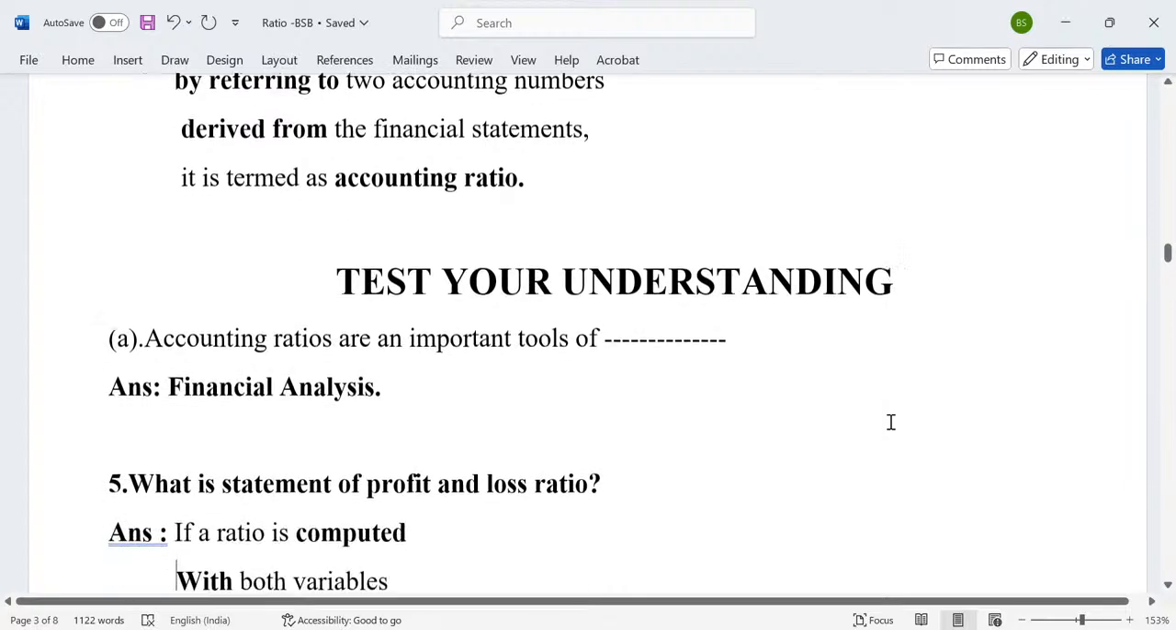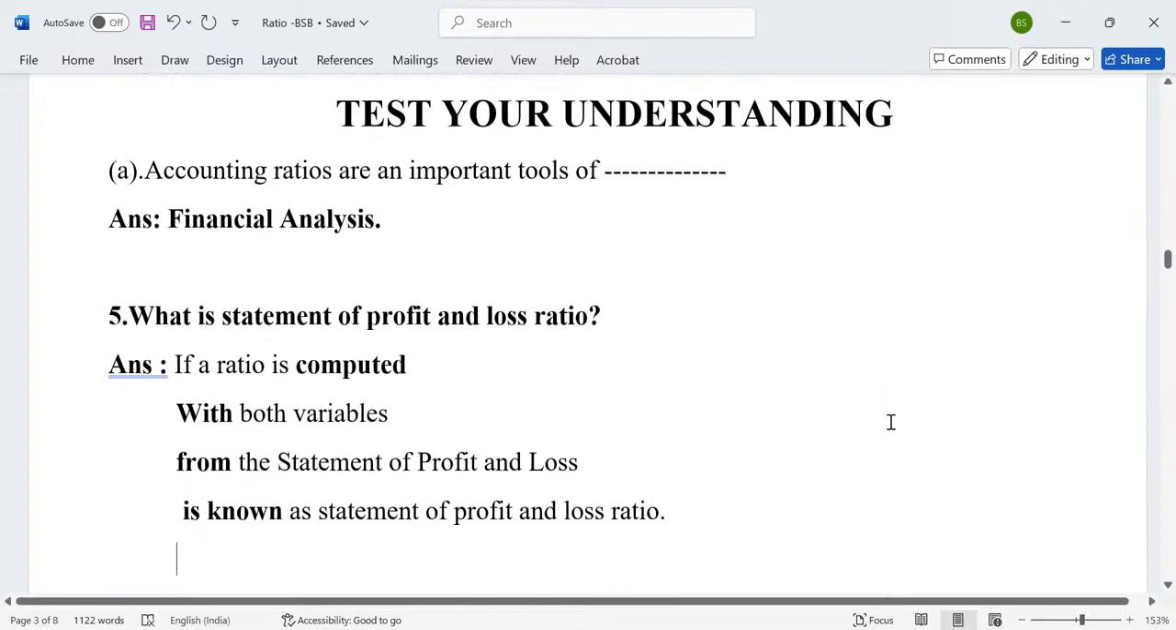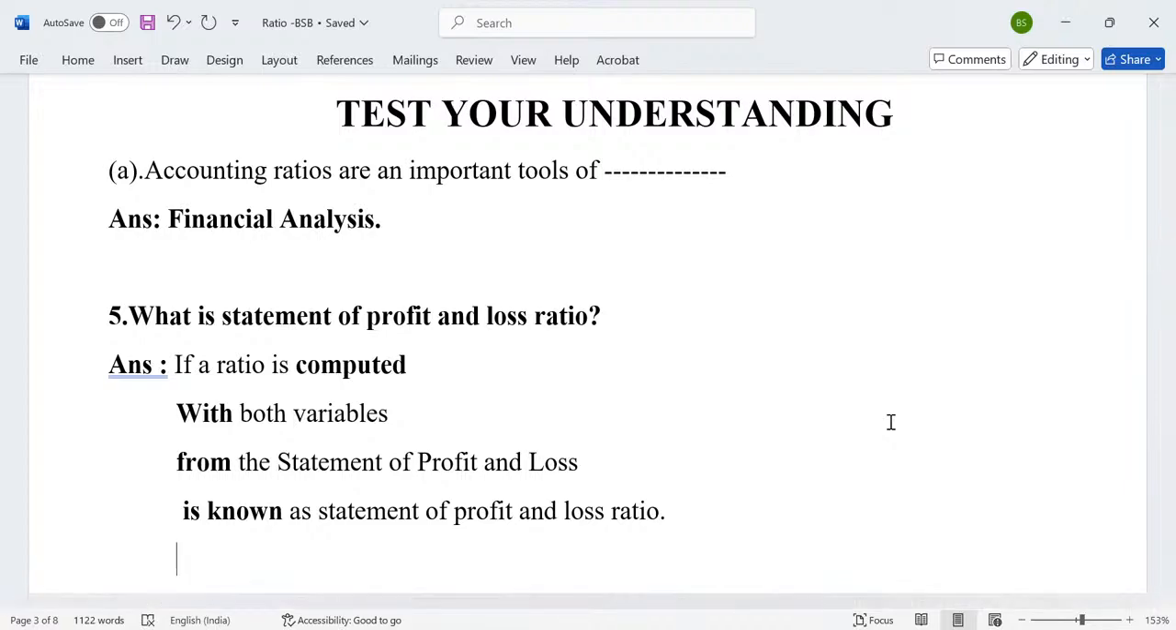Test your understanding. Accounting ratios are an important tool of financial analysis. If you want to make a financial analysis, what is required? Accounting ratios are required.